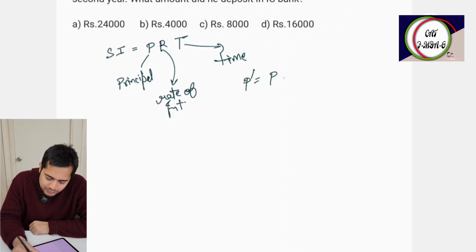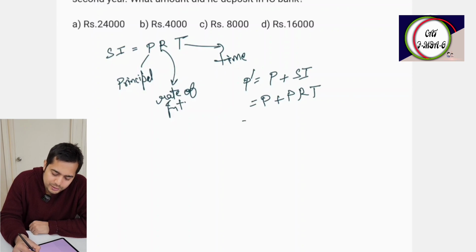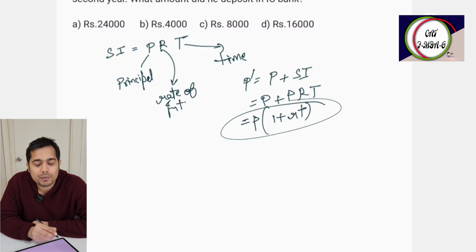So after T years, your P will become initial P plus this interest. So this will become P plus P into RT, or you can write it as P into 1 plus RT. This will become of your amount after simple interest.